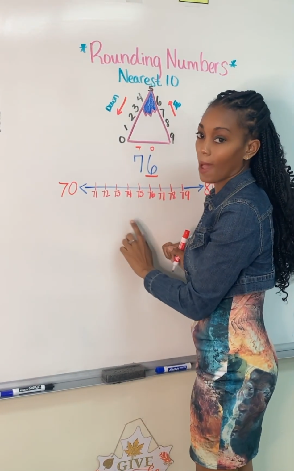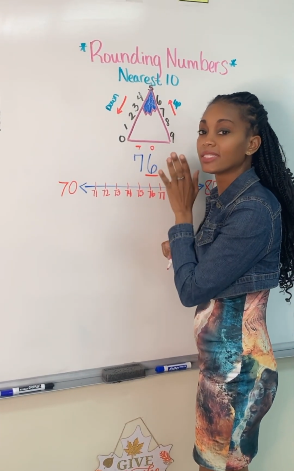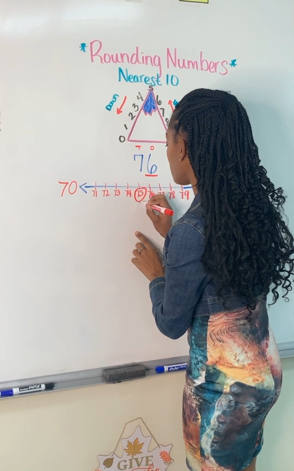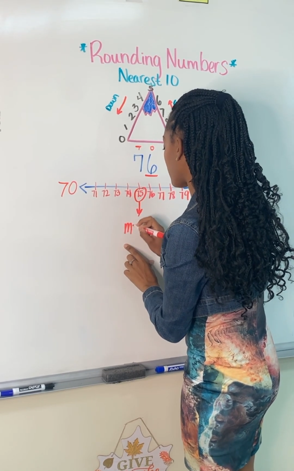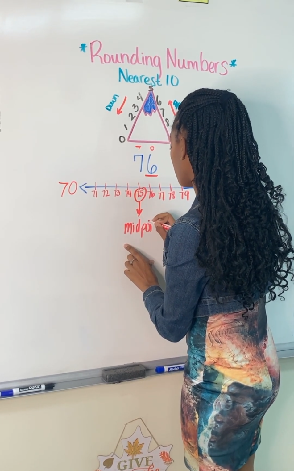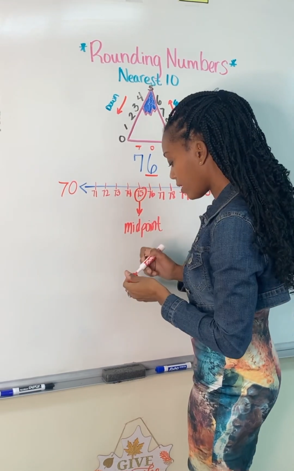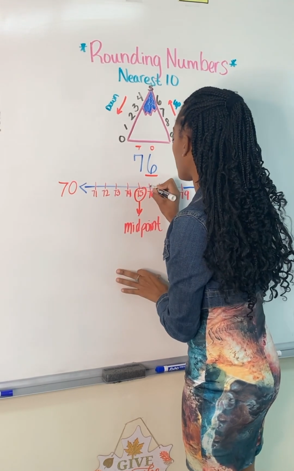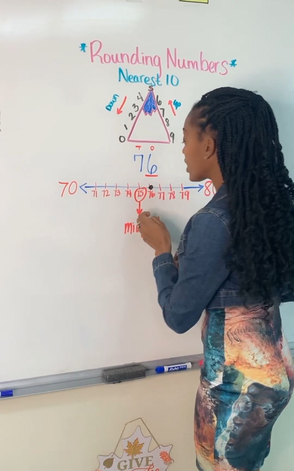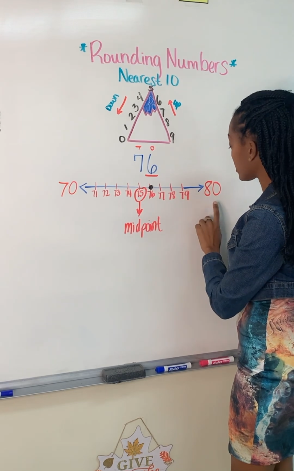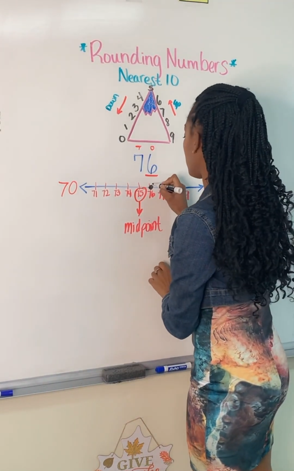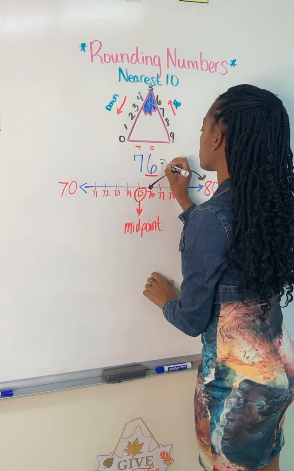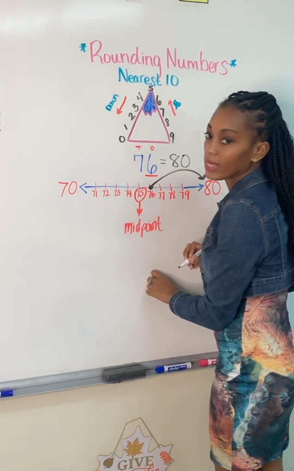Again, the first thing I'm going to look for is the midpoint. 75 is going to be the number that is in between. So 75 then becomes my midpoint. Then I am going to plot the number 76 on the number line. You can visibly see that 76 is closer to 80. So I'm going to put my arrow to 80. So if I round 76 to the nearest 10, it is going to be 80.